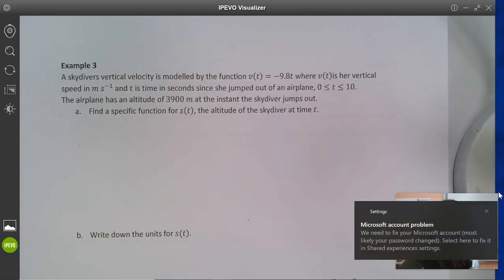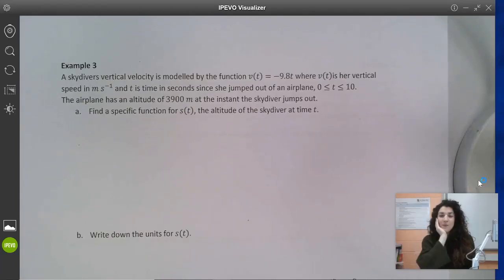Hey, 12th graders, we are wrapping up 14.1 with finishing talking about finding integrals.